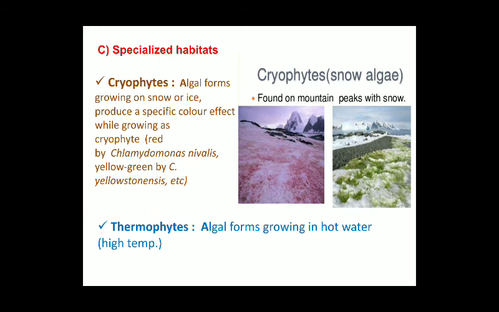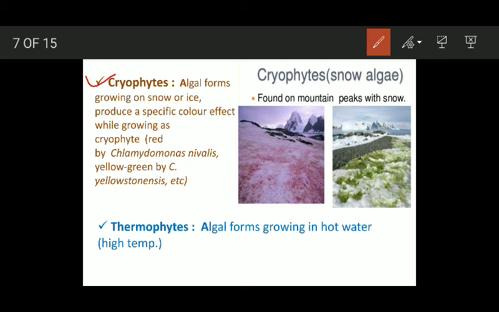Now the specialized habitats. Some algae are known to occur in some specialized habitats. We will talk about these. The first one is cryptophytes, algal forms which grow on snow or ice. They are known as cryptophytes. These algae are known to produce a specific color effect while growing.